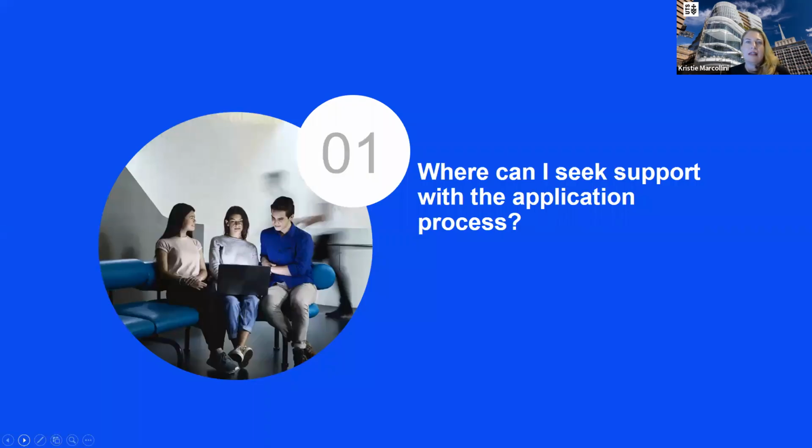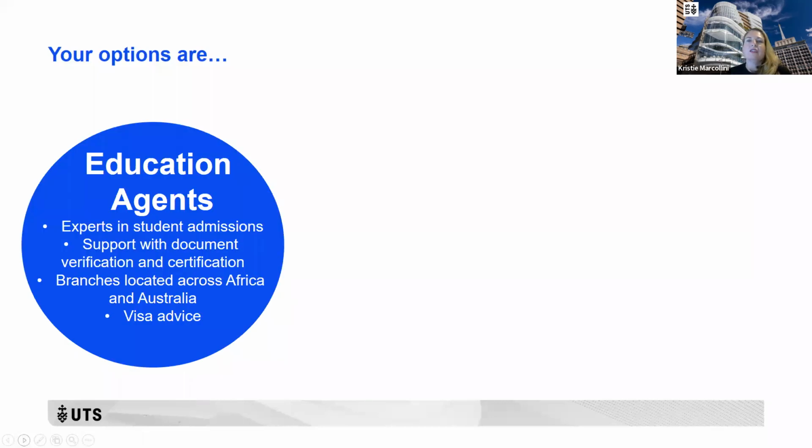So let's get, I guess, more acquainted with what to do if you are interested in applying to UTS. Where can you seek support with the application process? After today, you can go away and think about, do I want to apply to UTS? What's my next step? Where should I go for more information? We'd suggest starting with the UTS education agents. These are trained experts on student admissions. They also can help you with your document verification and certification, and they have branches across Africa and Australia.